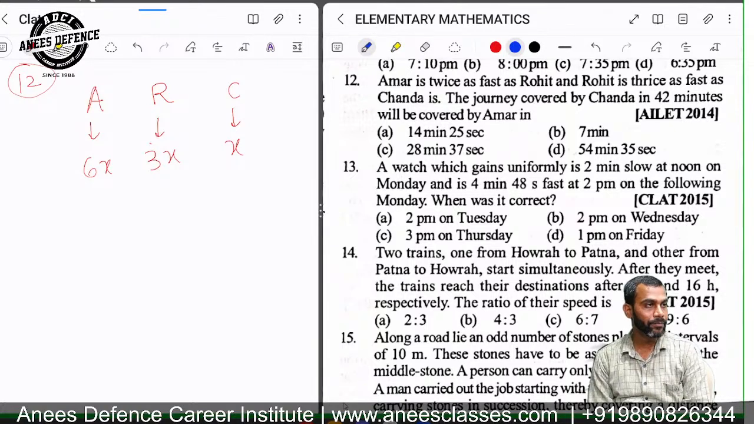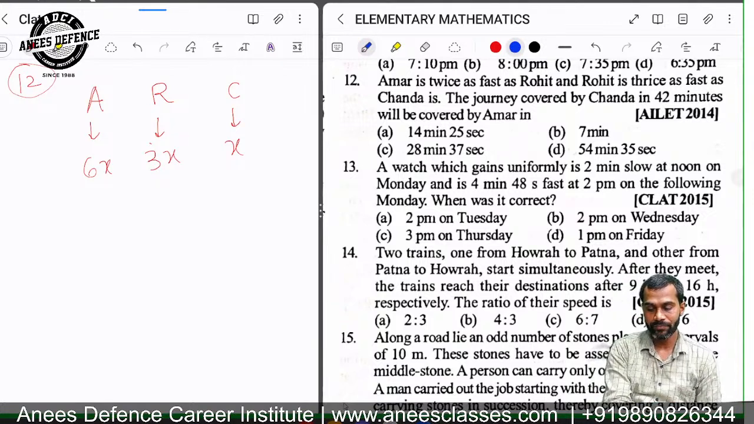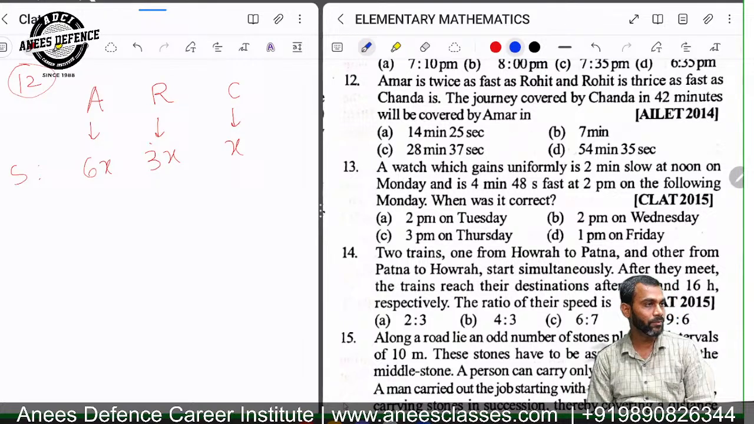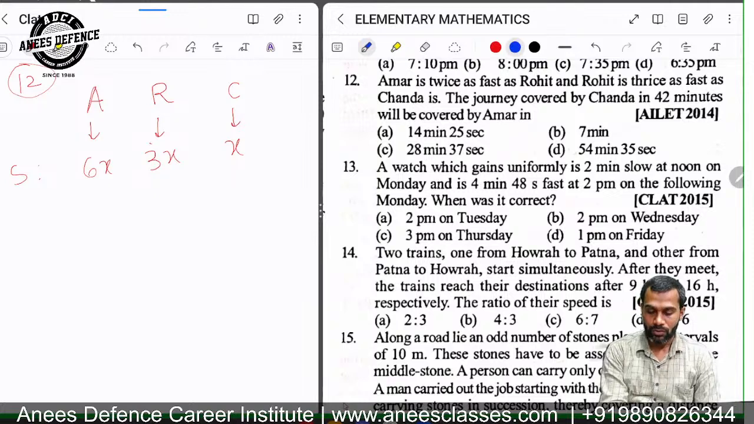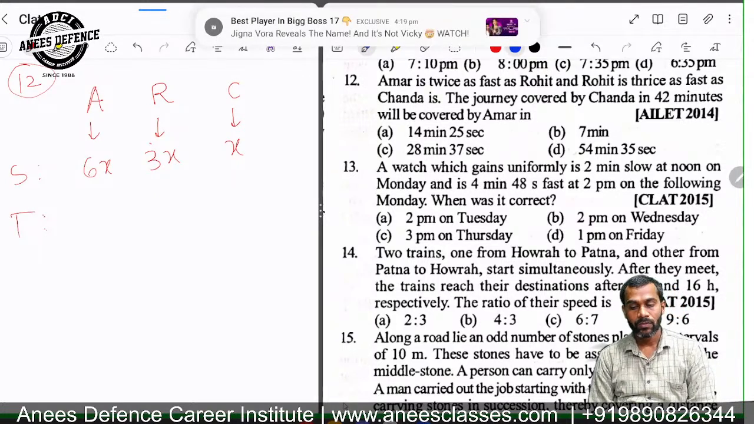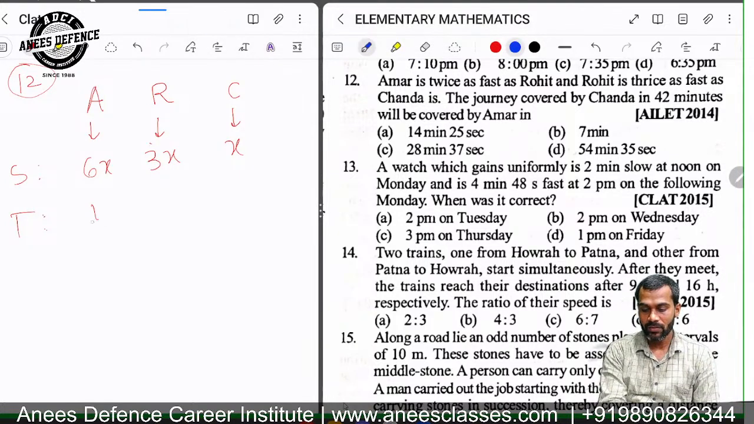See, this is the speed. What is the LCM of 6, 3, and 1? 6. So this is the speed. What is the ratio? 6, 3, 1. Yes or no? So what is the ratio of time? 1/6, 1/3, and 1. Yes. 1/6 is to 1/3 is to 1/1. Now just multiply, since it is the ratio, right? So I can multiply by 6.